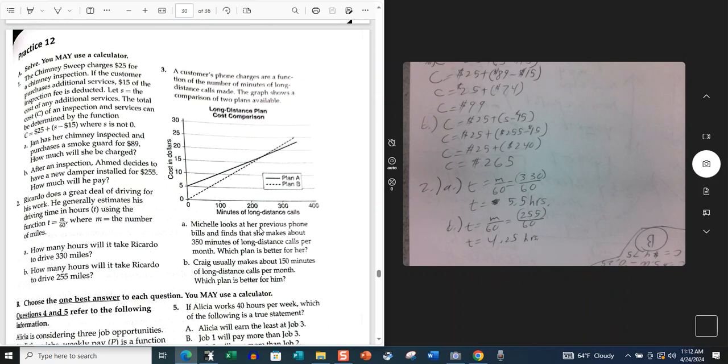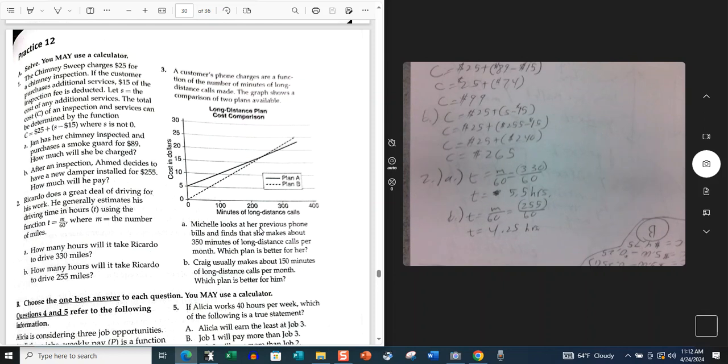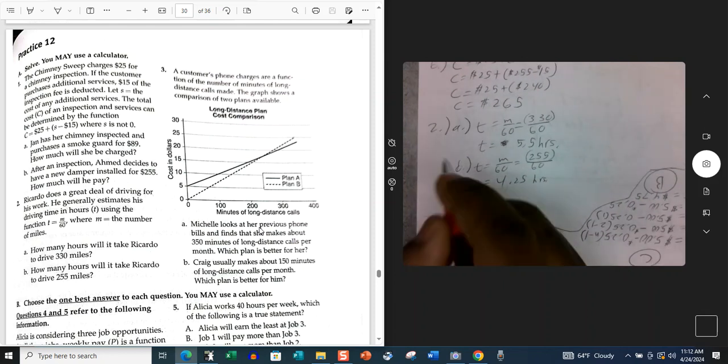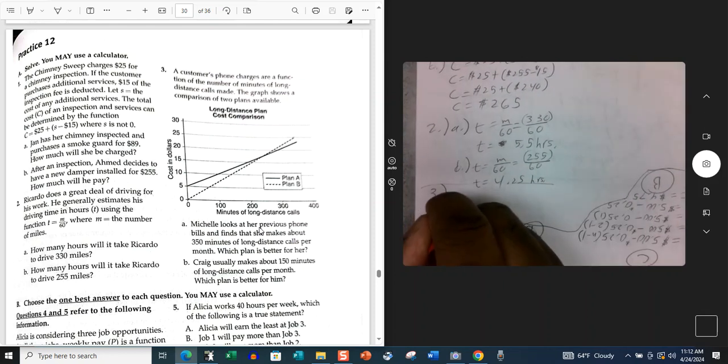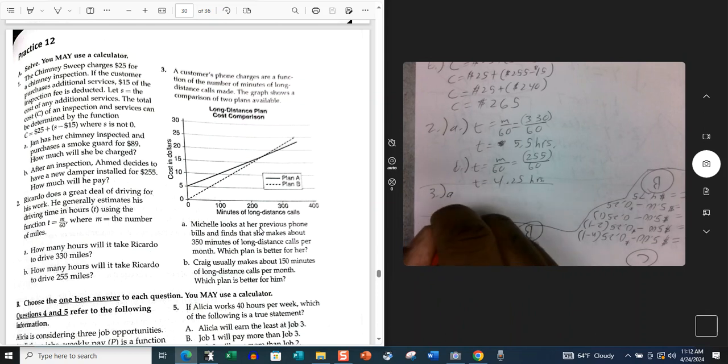Now, that took care of 2A and B. Now we go to 3. It says a customer's phone charges are a function of the number of minutes of long distance calls made. The graph shows a comparison of 2 plans available. All right, so now we're going to problem number 3, and we have an A and a B.